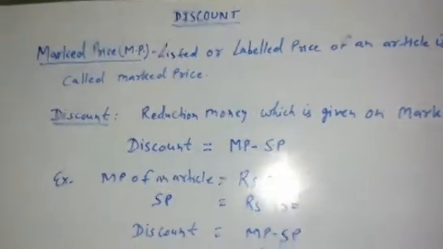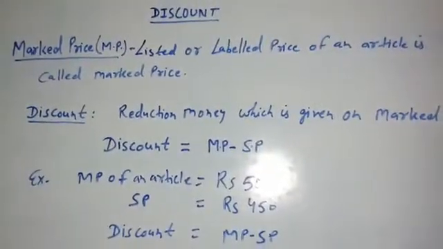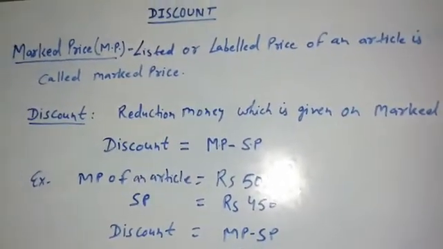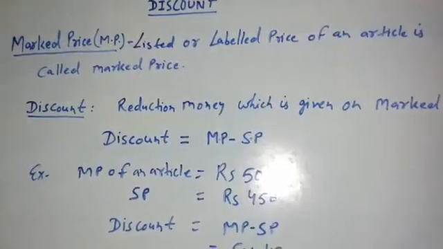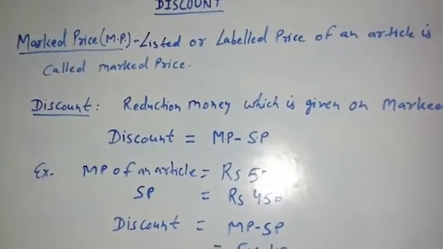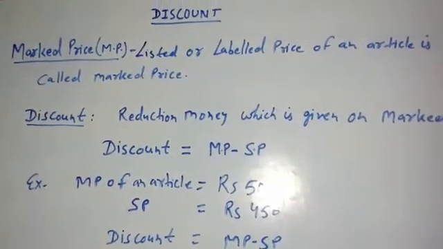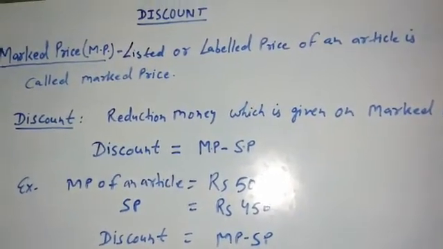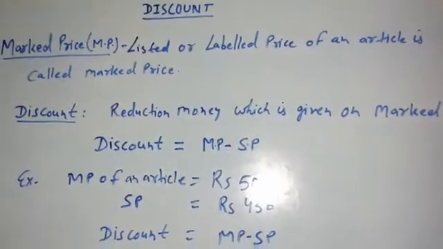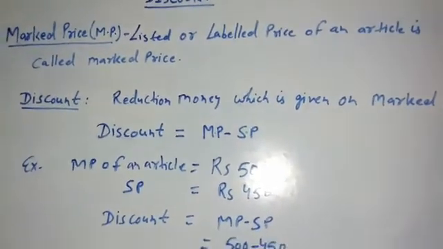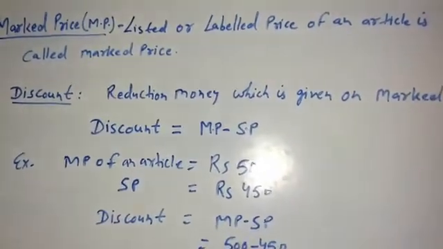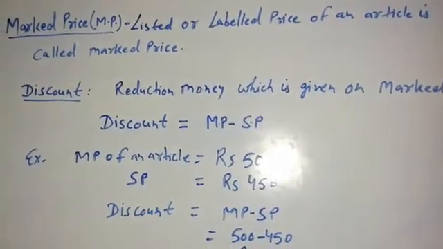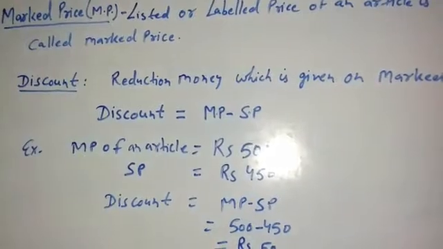Discount. Before we start the discount, first of all we should know what the marked price is. Marked price means the labeled price. The price that is labeled on an article is called the marked price. And what is discount? The reduction in money which is given on the marked price is called discount. Understood? Let us see from an example.